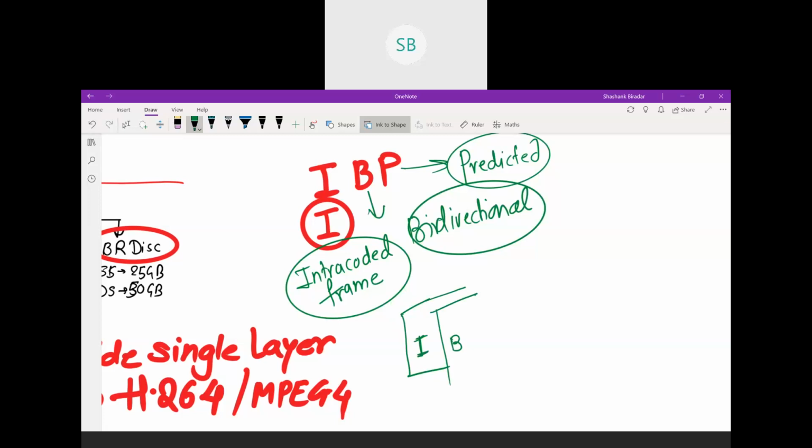What is the meaning of bidirectional? We are taking the reference from the intra-coded frame, and we are predicting what could be the next frame. So it is the condition where we are observing the past, and by means of the past data we are predicting the future data, right? So again bidirectional, again bidirectional, and this predicted.